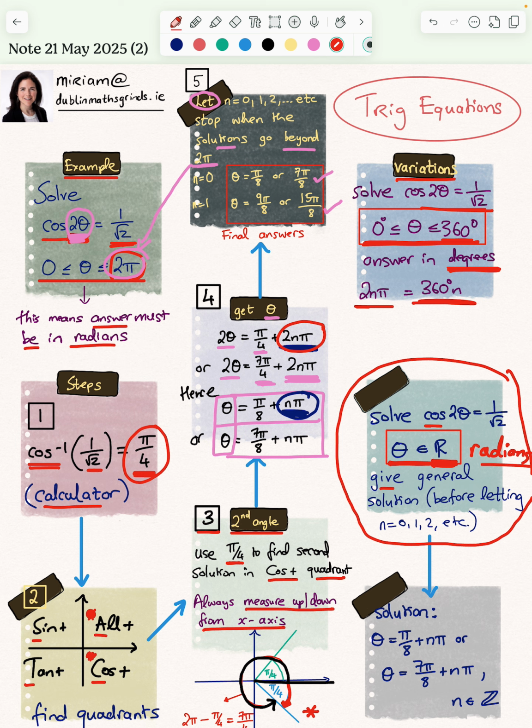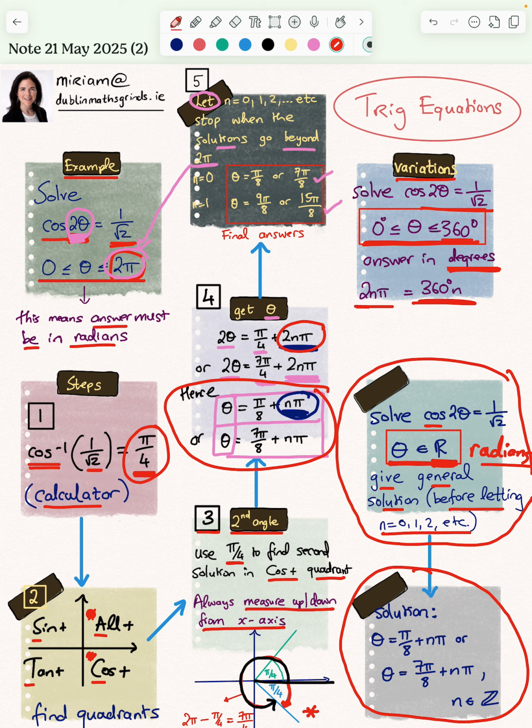And then you give the general solution. So you stop before letting n be 0, 1, 2. So we stop at this point here. Sorry for all the red circles. The solution is θ equal to π over 8 plus nπ, 7π over 8 plus nπ, where n is an integer. Okay, so that's solving trig equations.